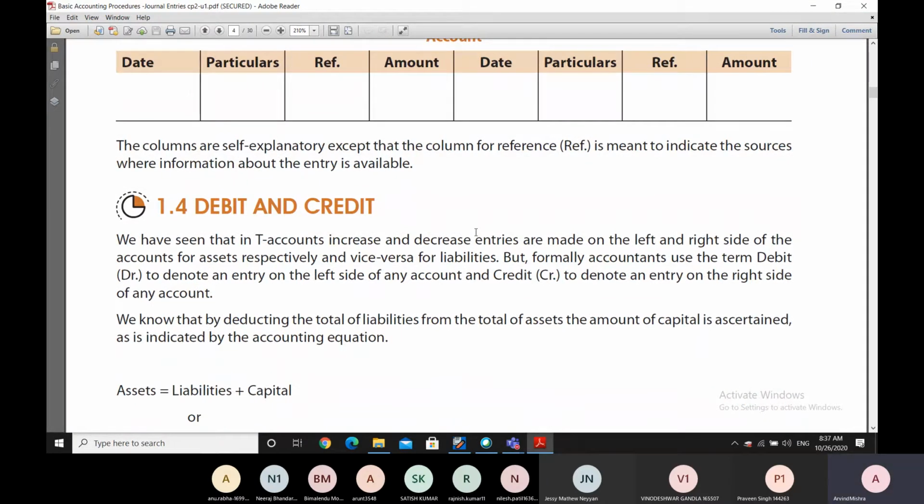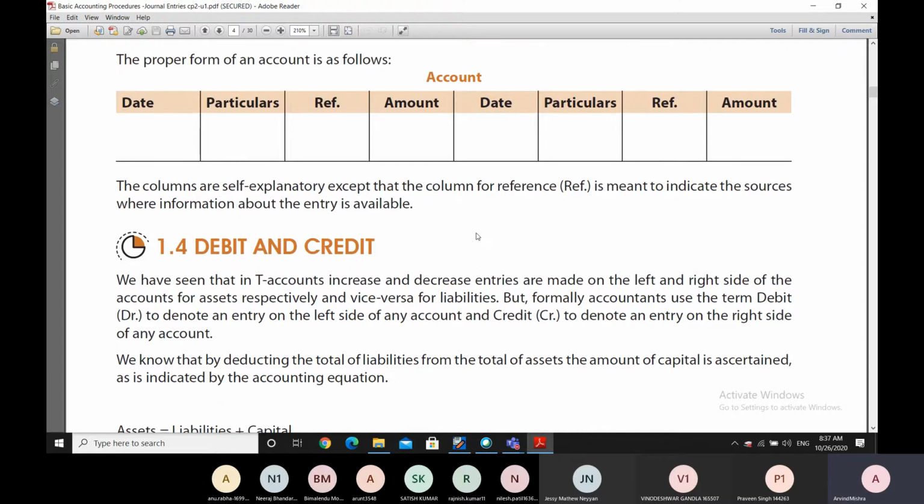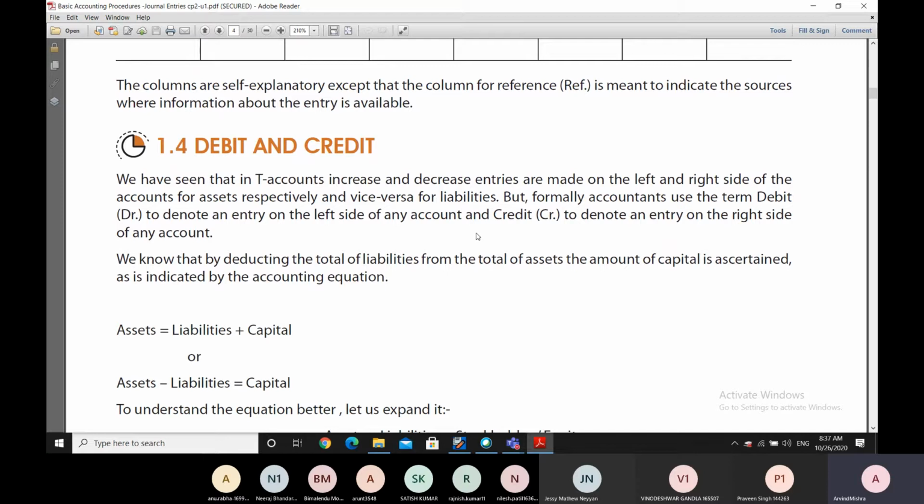So now we have to understand the language of debit and credit. So far we have been talking about increase and decrease on the left side or the right side. Instead, we just use the words debit and credit. So wherever we are talking about increase and decrease entries on the left and the right side, we should think in terms of renaming them as debit and credit. And how do we rename them? Whenever any entry is put on the left side of any account, we say that we are debiting that account. And whenever we put any entry on the right side of any account, we say that we are crediting that account. That's all. That's all there is to it.